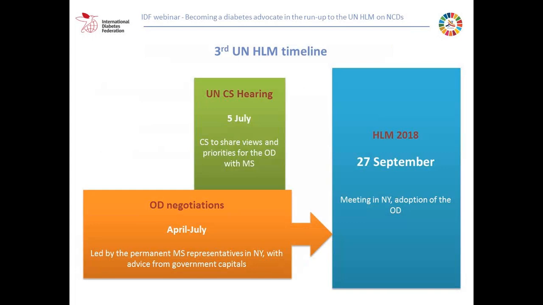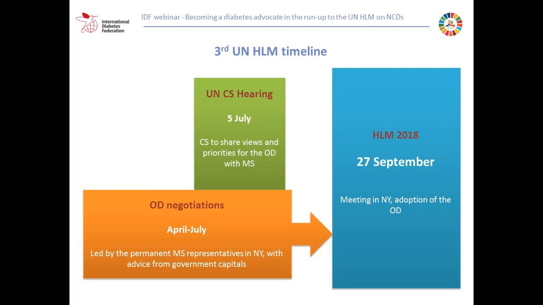The timeline, well, we see here. The UN high-level meeting is taking place on the 27th of September. So this is quite new. We only learned a couple of weeks ago that this was going to be the date. The meeting will take place in New York during the UN General Assembly, and at the end of the meeting, all the member states will adopt an outcome document.